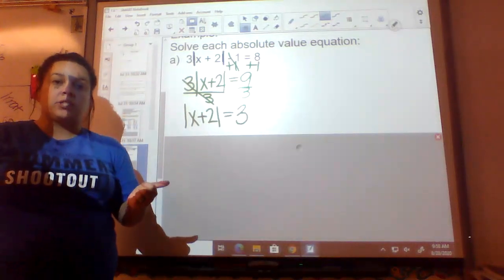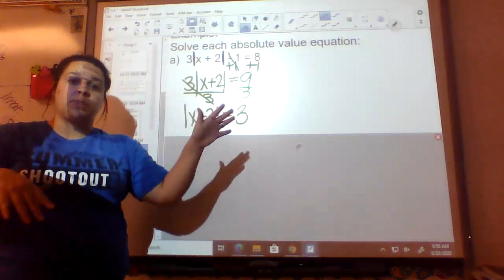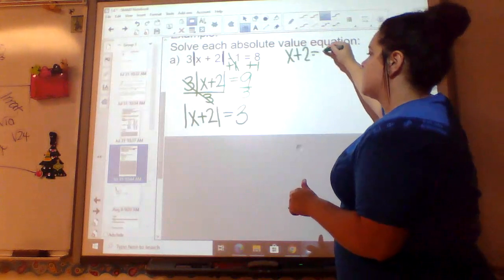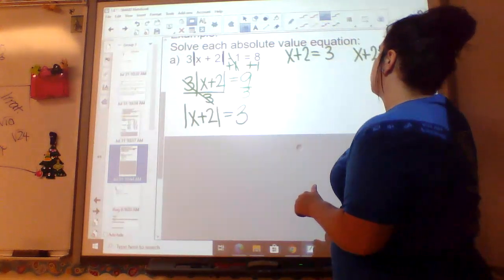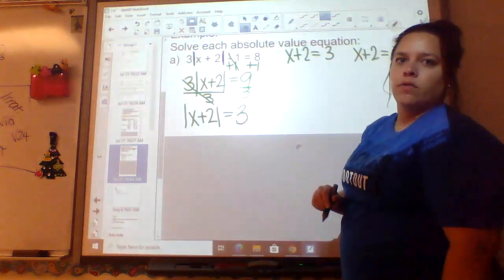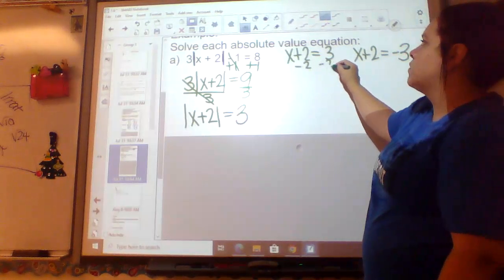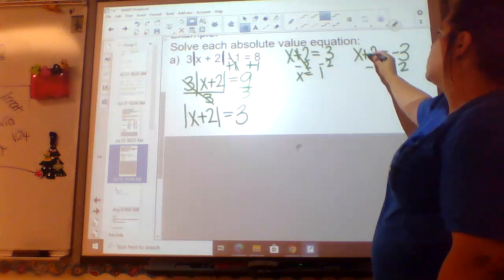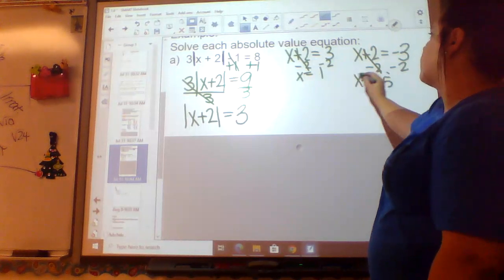Now the absolute value is by itself, and now I can take it 2 ways, positive and negative. So I'm going to go over here and do x plus 2 equals 3 and x plus 2 equals negative 3 and solve. So subtract the 2, so x is 1. Subtract the 2, x is negative 5.